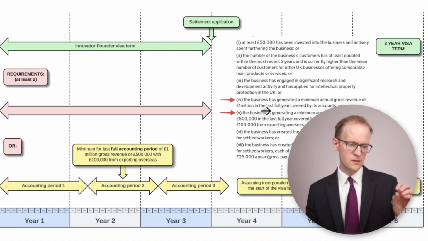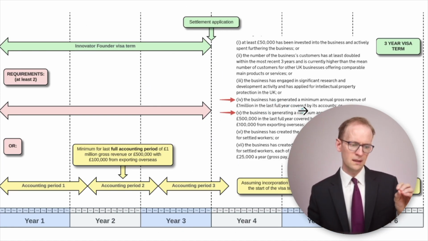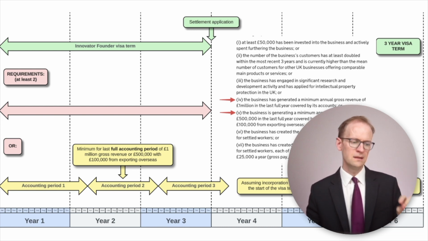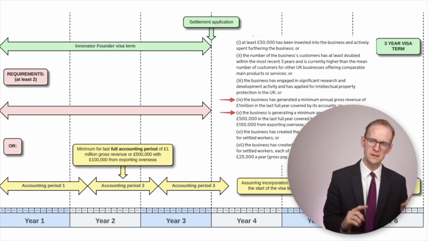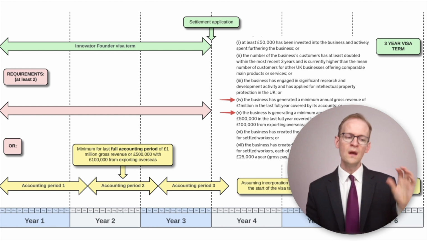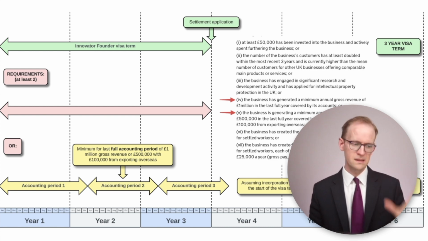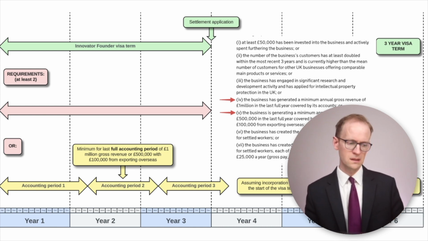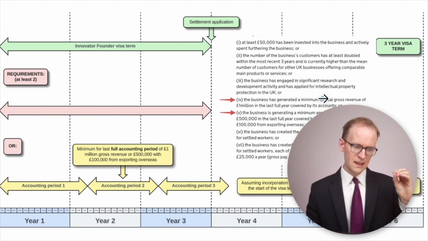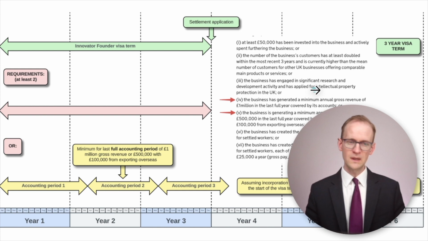But back to this one, when we're looking at the last full year covered by accounts, these criteria say this: the business has generated a minimum gross revenue of 1 million in the last full year covered by its accounts. Now, obviously, not everyone is going to be able to do this. Some of my clients have done 1 million in revenue, others have not, right? And it's certainly not required. I'm just looking at 2 of the optional criteria, but it's a good one because it's black and white. Either you've done it or you haven't.